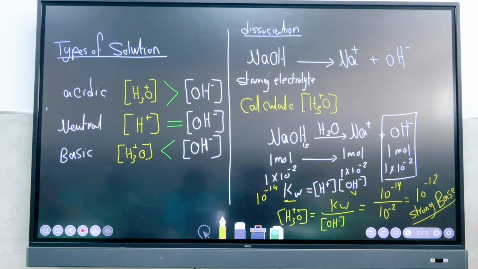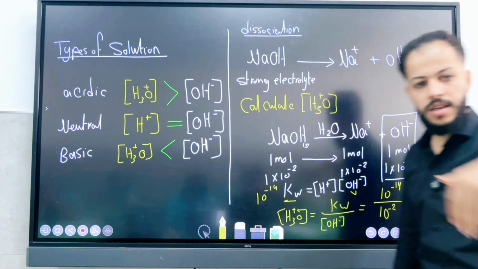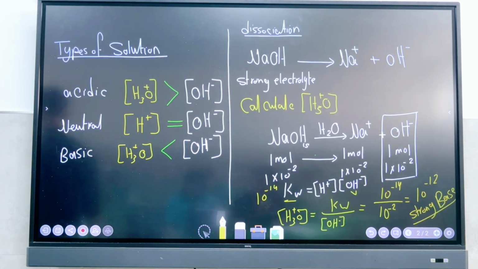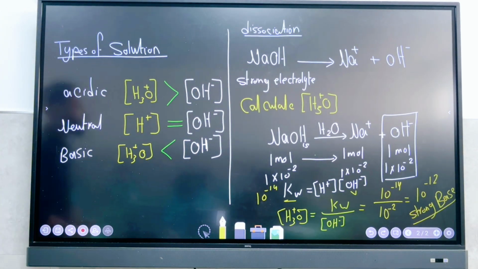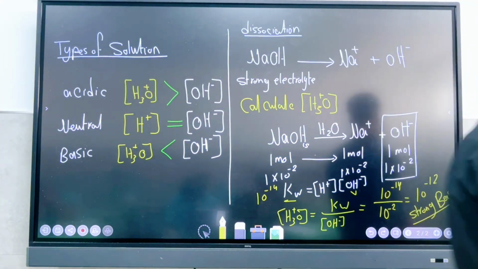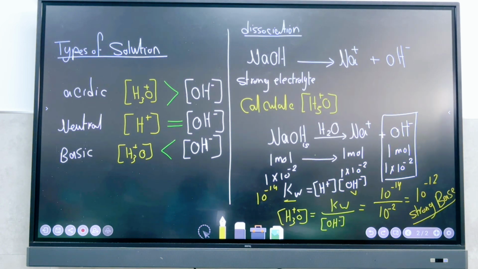Right? The lower the concentration of hydronium, the lower the acidity and the more basic the solution. Okay? Again, this is very important. I need you to understand it because we will apply this to acid solutions.